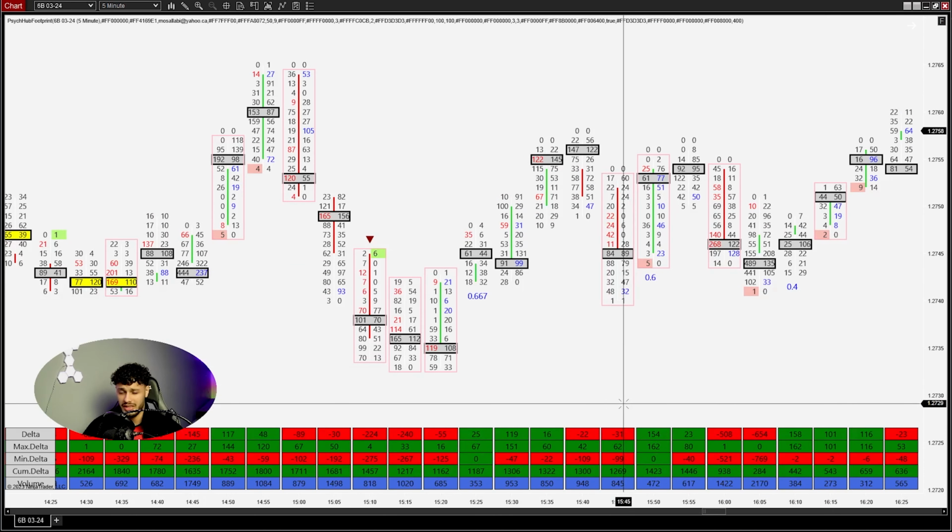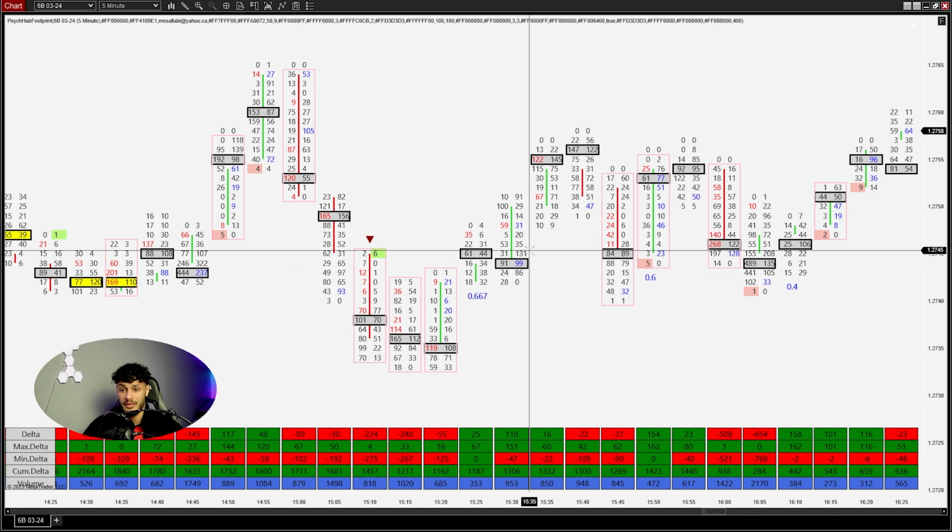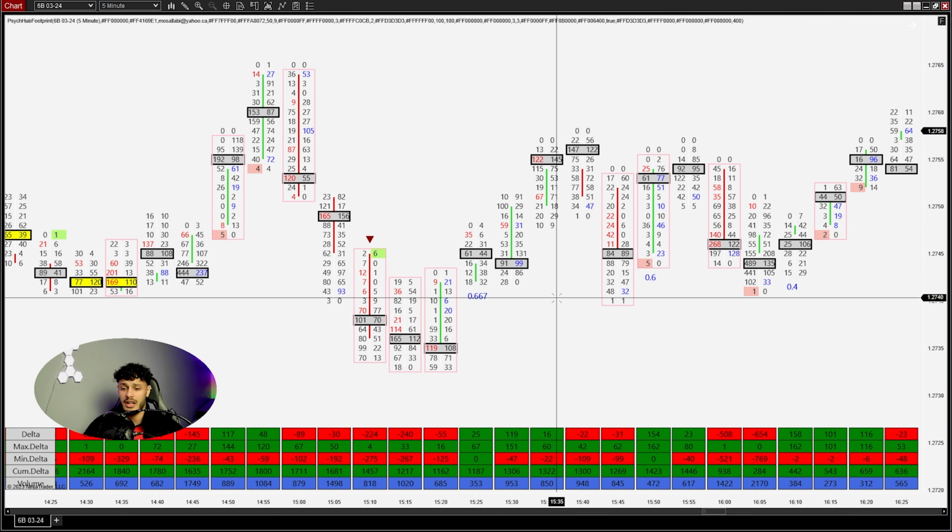What has this shown me to do? Now, this is a bit more of an advanced trade, but it is a very, very good setup. And this is looking at it from an absorption perspective.